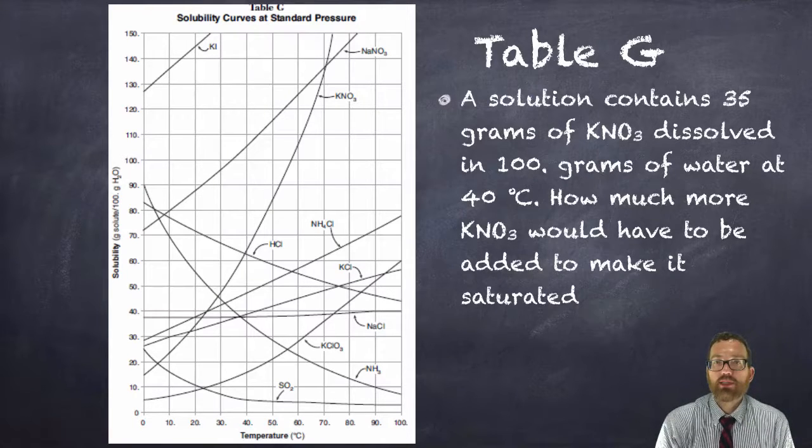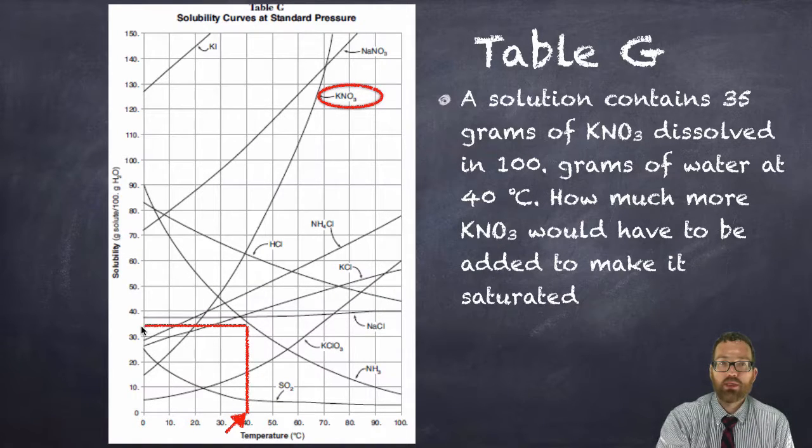Next, a solution contains 35 grams of potassium nitrate dissolved in 100 grams of water at 40 degrees Celsius. How much more potassium nitrate would have to be added to make it saturated? So we're getting a little bit harder type of question here. So we find our potassium nitrate line, and we find our temperature, 40 degrees. We go up to where it says it contains 35 grams. So we stop at 35 grams, which is about halfway there.